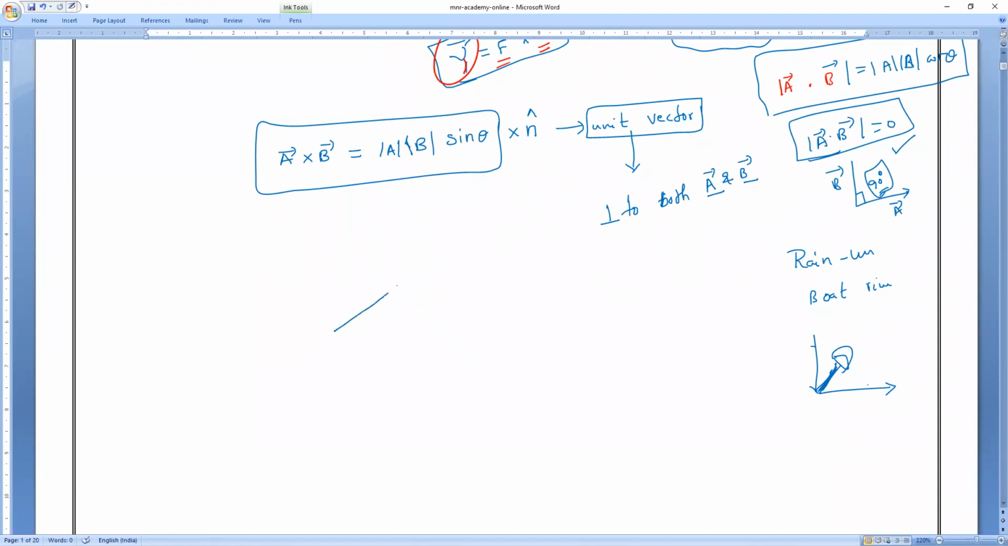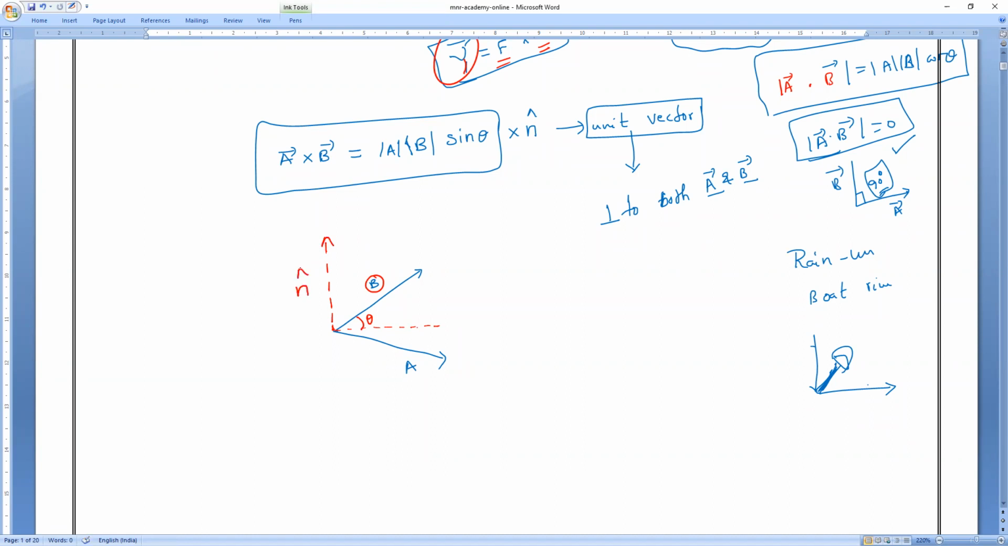Let me take for example, this is my vector B and this is my vector A. Now I want to draw the perpendicular to this. What is the perpendicular to vector B? Perpendicular to vector B means sin theta. If I imagine here is theta, then where will sin theta come, here or here? Left side. So this is the perpendicular.